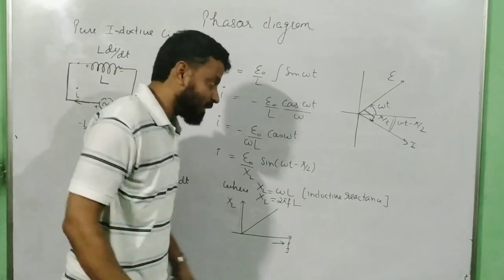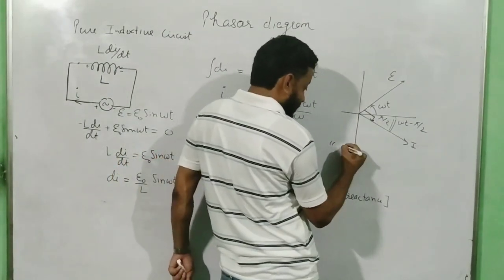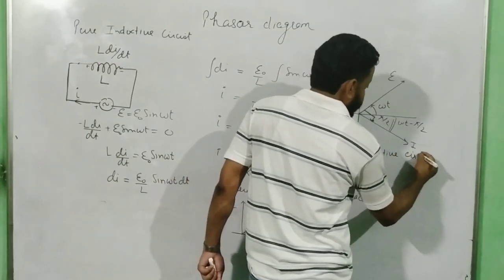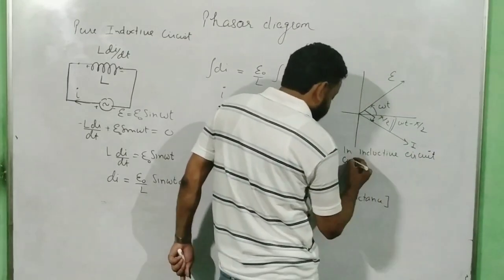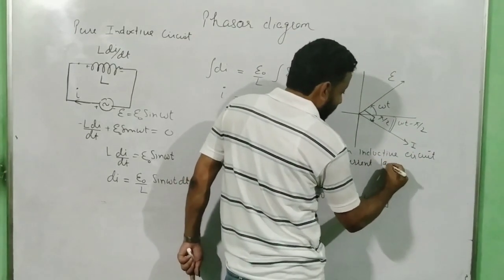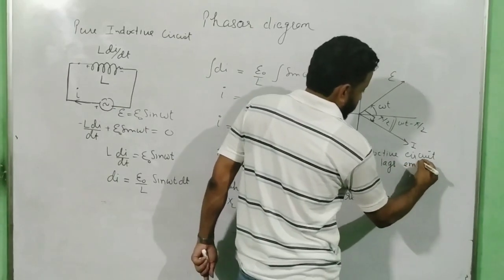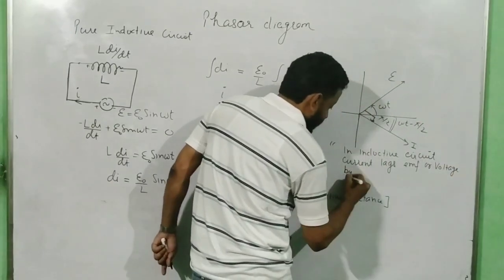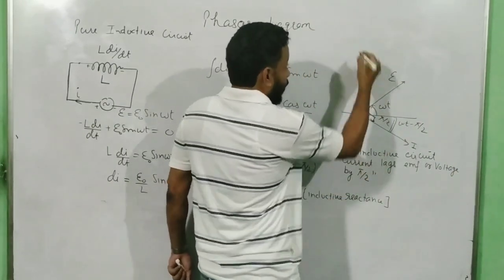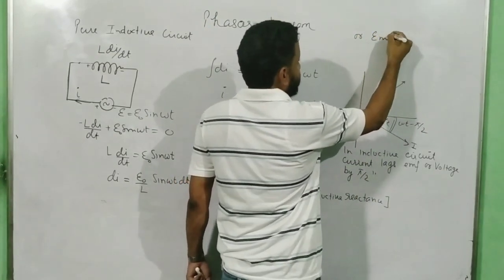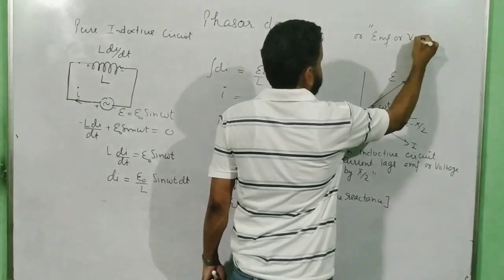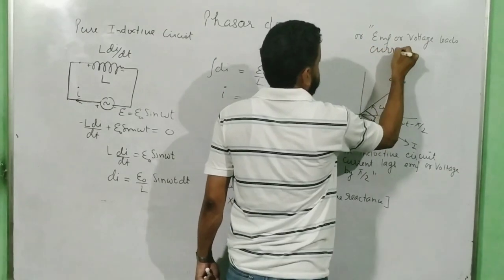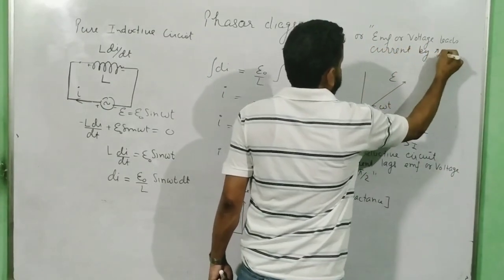So how will you put that in a statement? In an inductive circuit, current lags EMF or voltage by pi by 2. Current lags here. Or the other statement is EMF or voltage leads current by pi by 2.